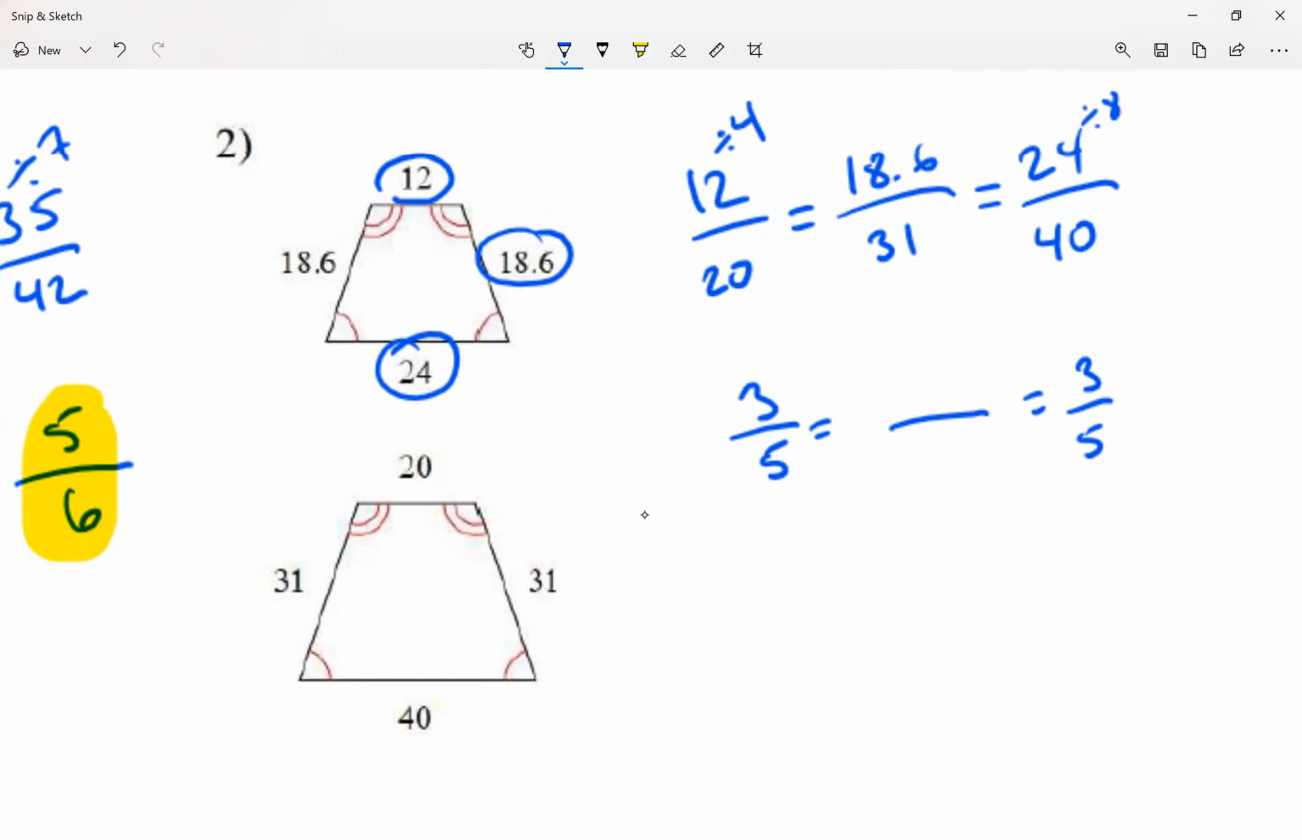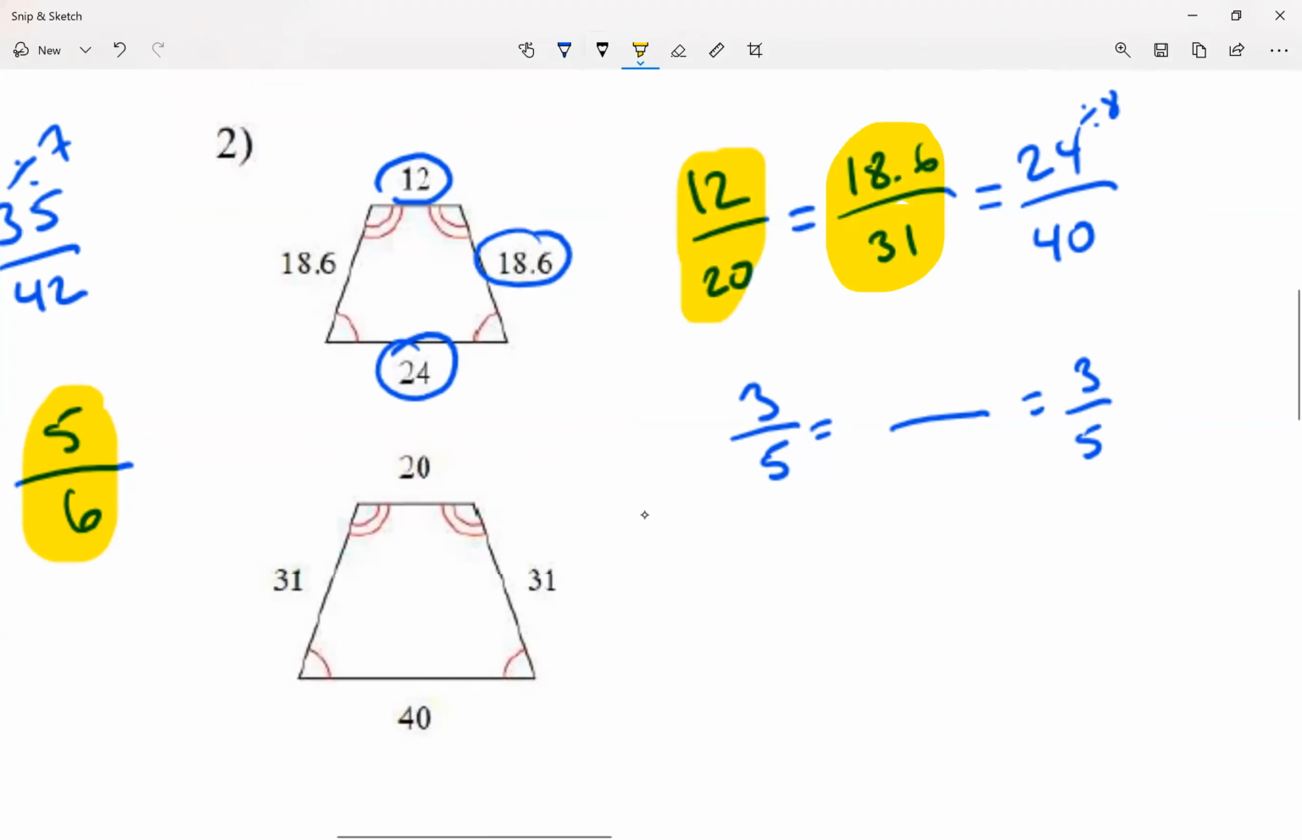Now there's one more thing we're going to be able to do if simplifying is not that nice, right? 18.6 and 31, I must probably be able to divide them by a decimal. But if simplifying is not that easy, let me compare two fractions, just going to take a look at these, if two fractions are proportional. Because if these two are proportional, I'm pretty sure all of them are, right? Because the last one, it's good so far.